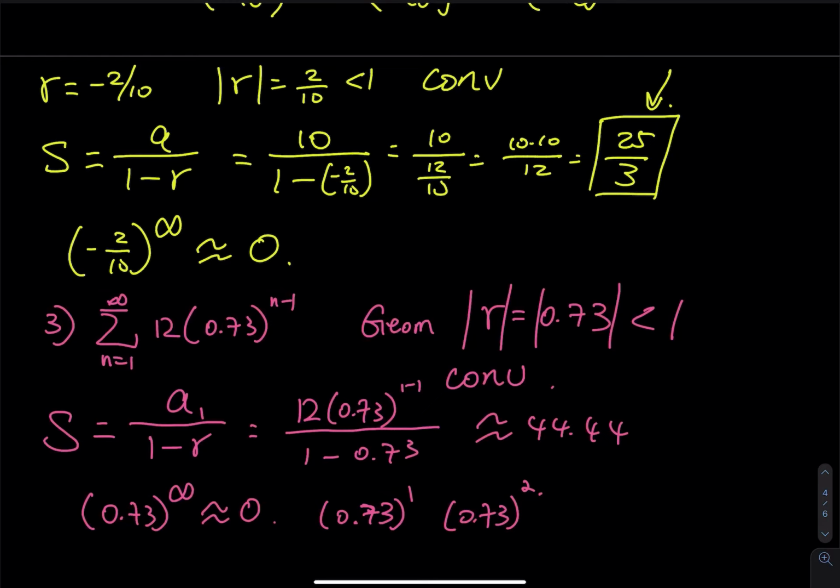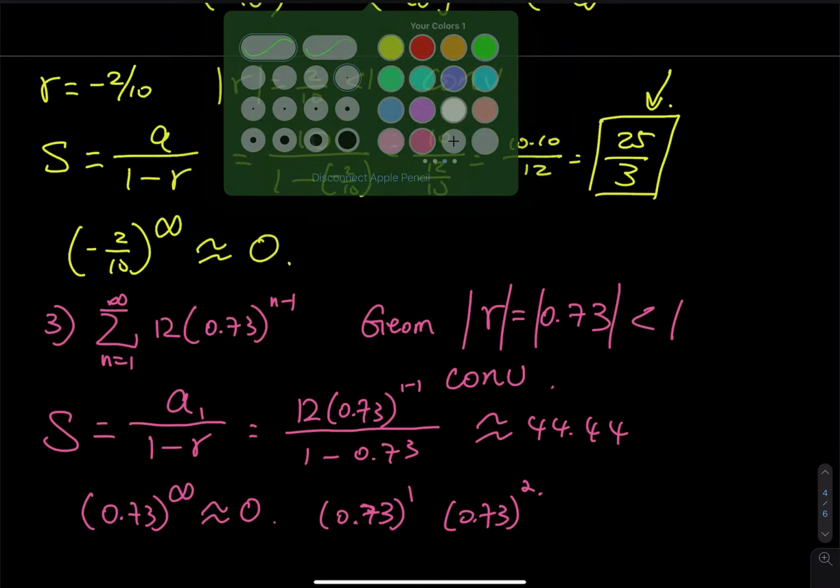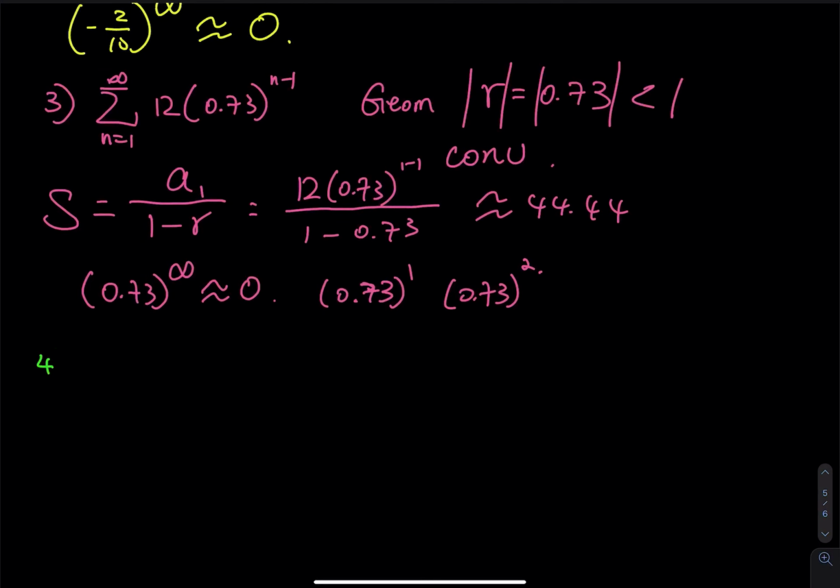Okay, so far so good. Then we move on to number 4. So in number 4, we have the sum, n goes from 1 to infinity, of negative 3 raised to n minus 1 divided by 4 raised to the n. So this one we have to work the number out a little bit.